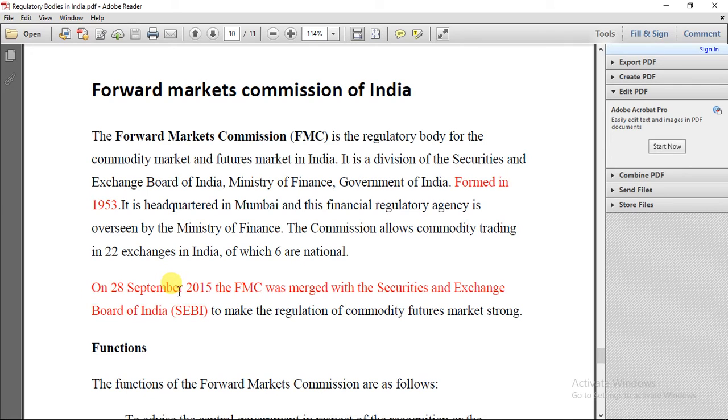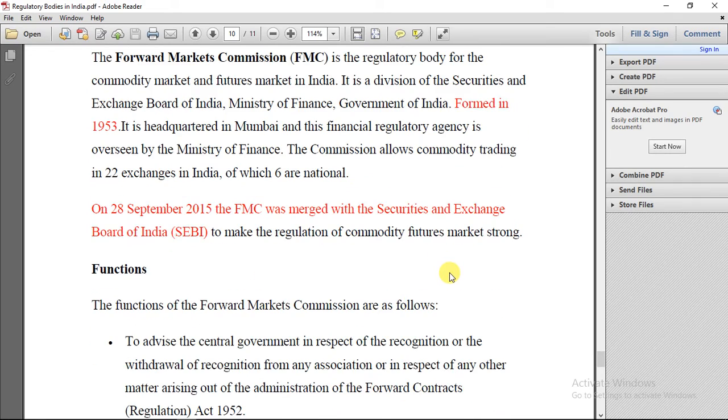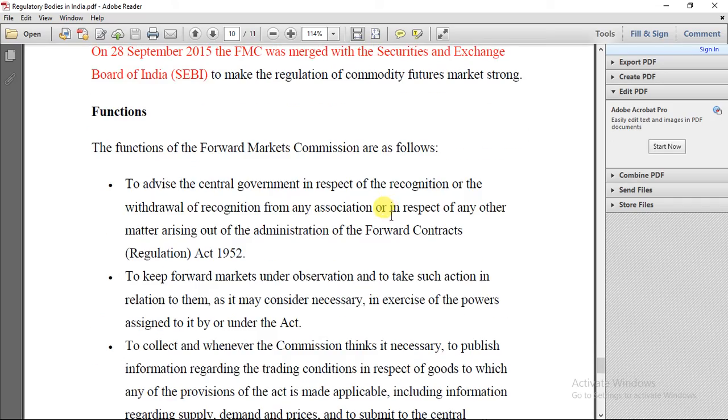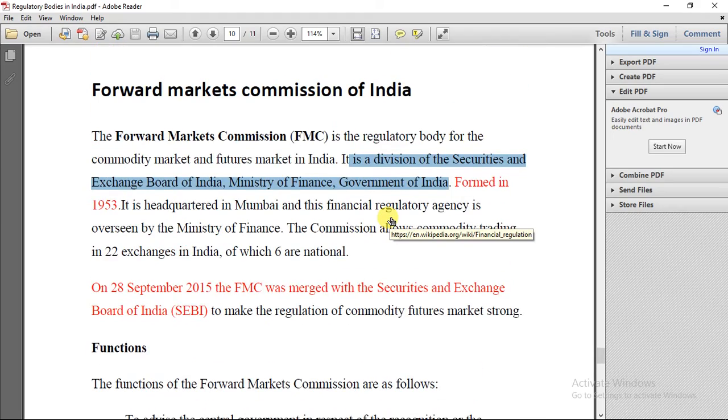On 28th September 2015, the Forward Markets Commission or FMC was merged with the Securities and Exchange Board of India or SEBI to make the regulation of the commodity futures market strong. So here what you have to remember is the year of formation, it was acquired by the SEBI in the year 2015, and also it is a division of the Securities and Exchange Board of India, Ministry of Finance, Government of India. These points are important.